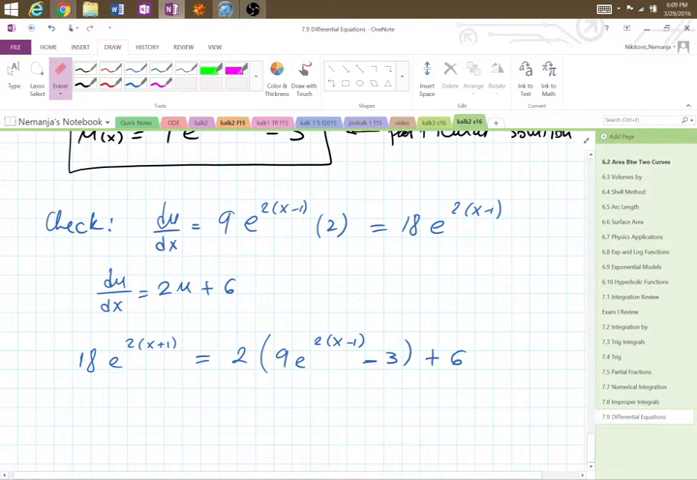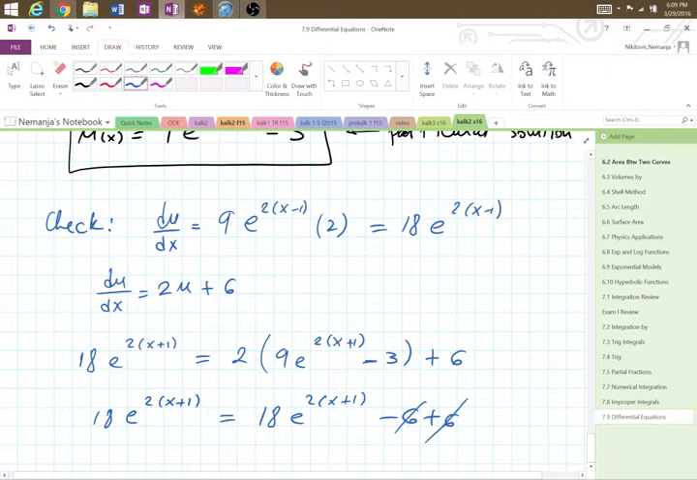So everything is plugged in. You have 18e to the 2x minus 1. 2 times 9 is 18e to the 2x minus 1. And then you have 2 times negative 3 is minus 6, plus 6. They cancel, and there you go. 18e is equal to 18e. This is how you know that your differential equation solution is correct, because it worked out.